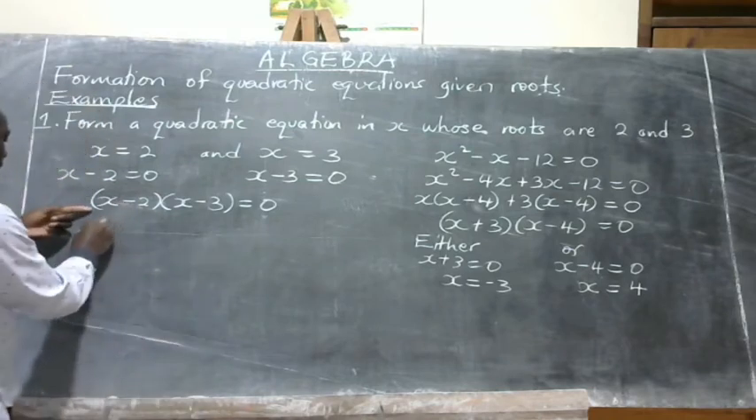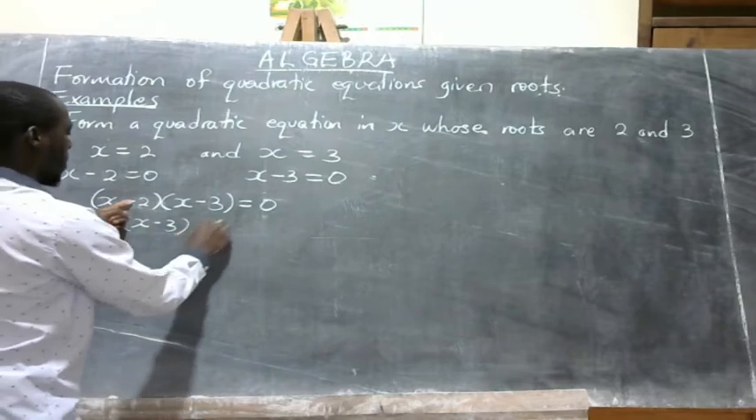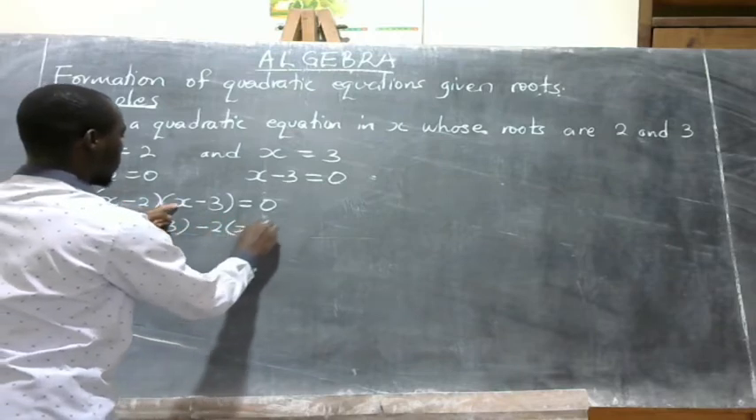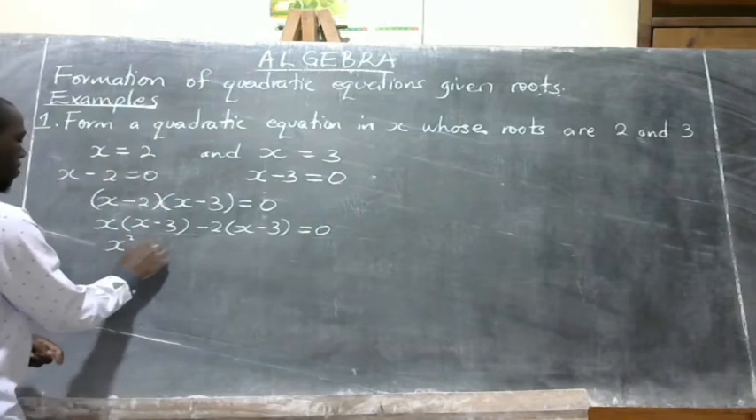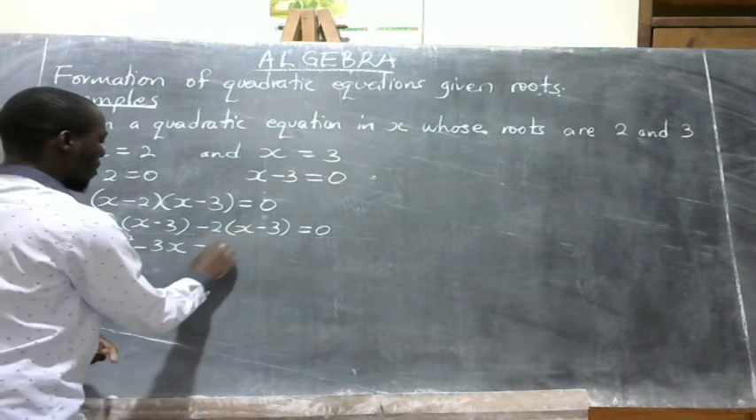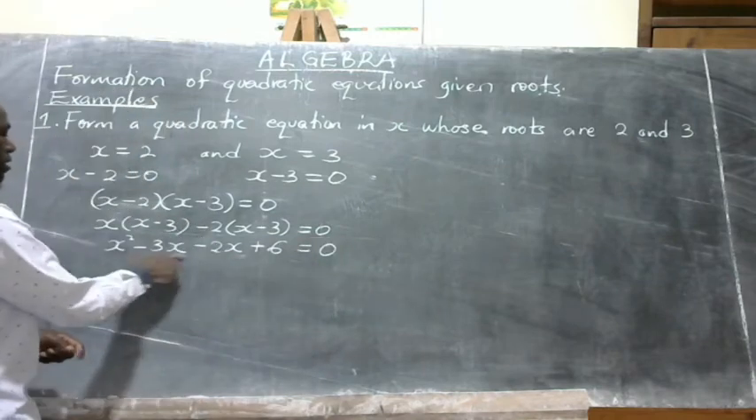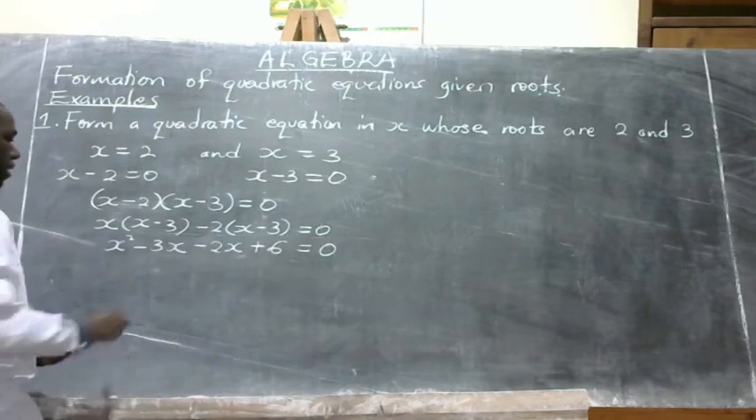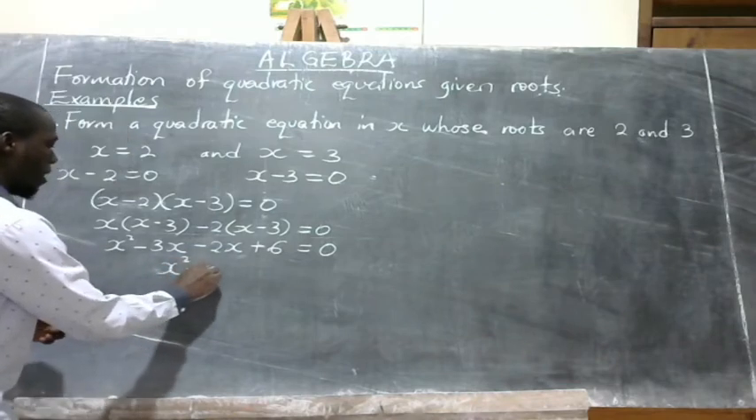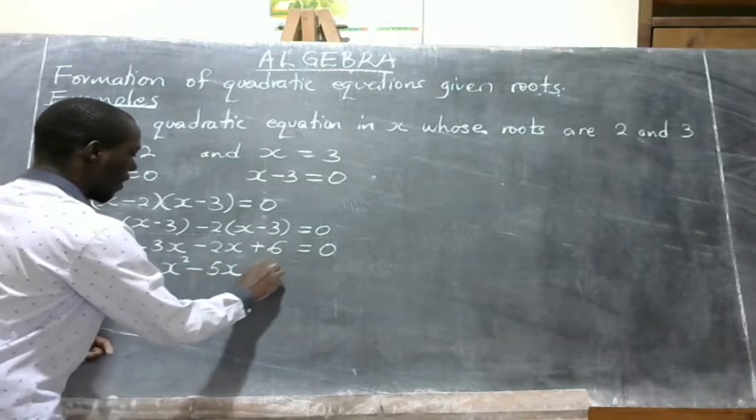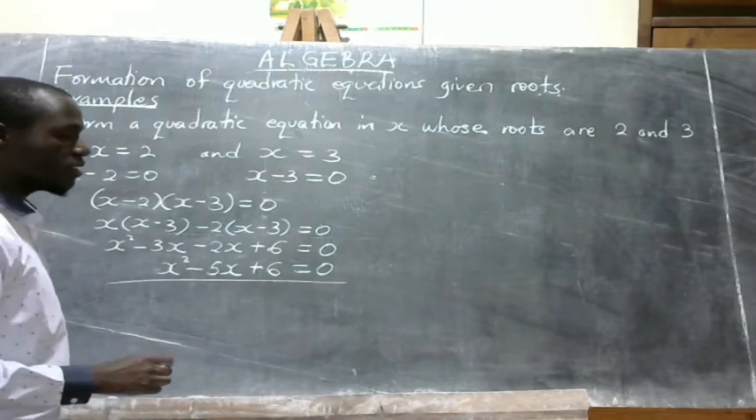So expanding here, this is going to be x into that bracket, x minus 3, then minus 2 into the same bracket, x minus 3, is equal to 0. Expanding here, x squared minus 3x, then minus negative 2, then plus 6 is equal to 0. These two are like terms, so I add them. So this is going to be x squared minus 5x plus 6 is equal to 0. That one is a quadratic equation.